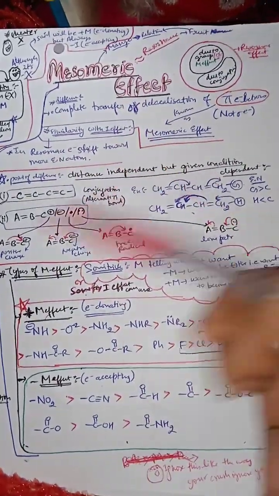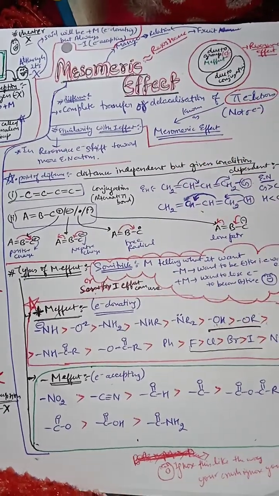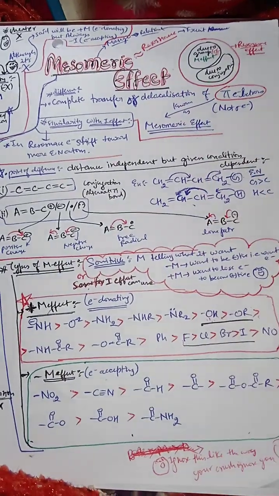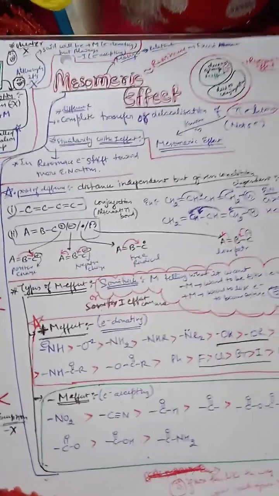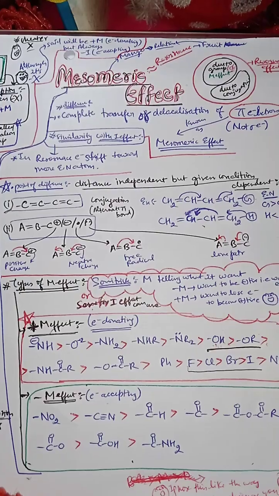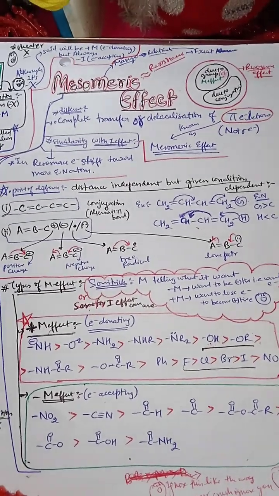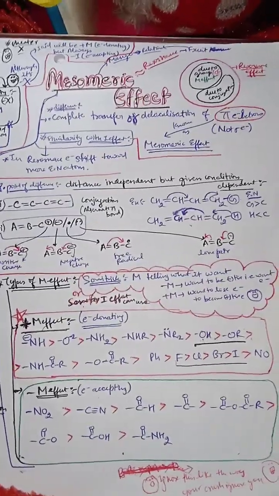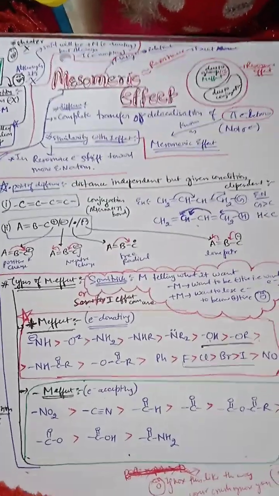What is the similarity of it with the I effect? The similarity is that the electrons here also go towards the more electronegative atom. Means the transfer or the delocalization of pi electrons also happens toward the more electronegative atom. But there is a point of difference: it is not distance dependent. It is distance independent. Means it can go as long as possible, but there is some condition which decides up to which extent it will be seen.